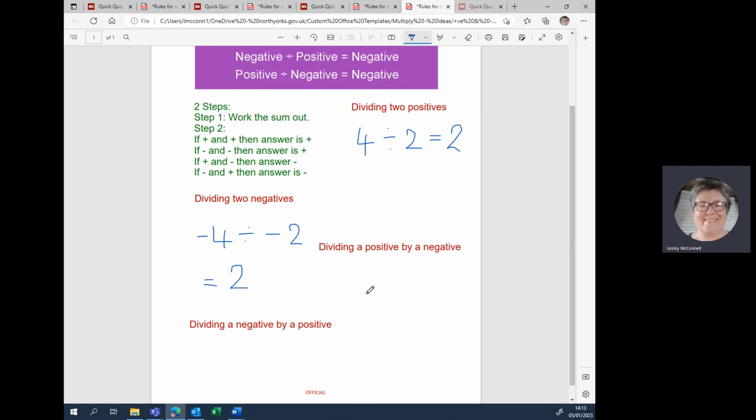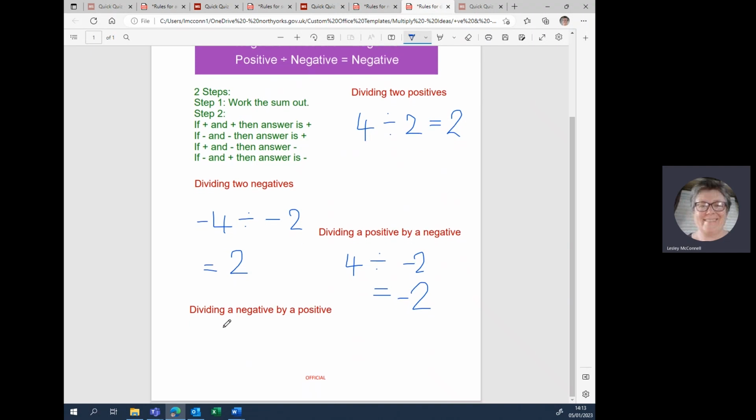Dividing a positive by a negative. A positive 4 divided by a -2. It's going to give us an answer of 4 divided by 2 is 2. I've got a +4 and a -2, giving me a -2 as an answer. And lastly, dividing a negative by a positive, -4 divided by a +2 will give us an answer. 4 divided by 2 is 2. 2 into 4 goes twice. -4, +2 gives us a negative answer.